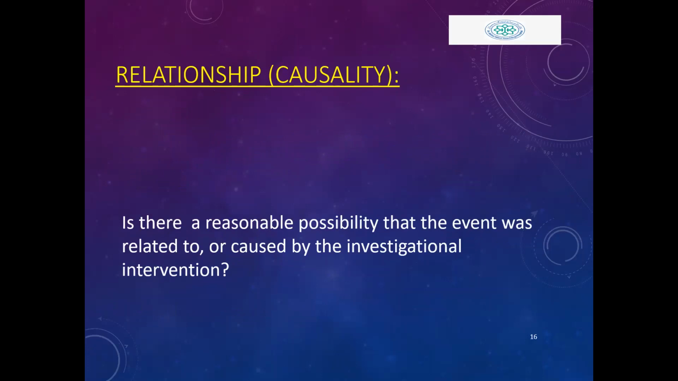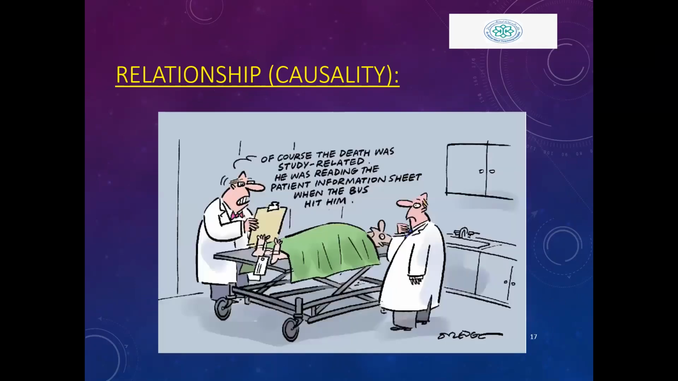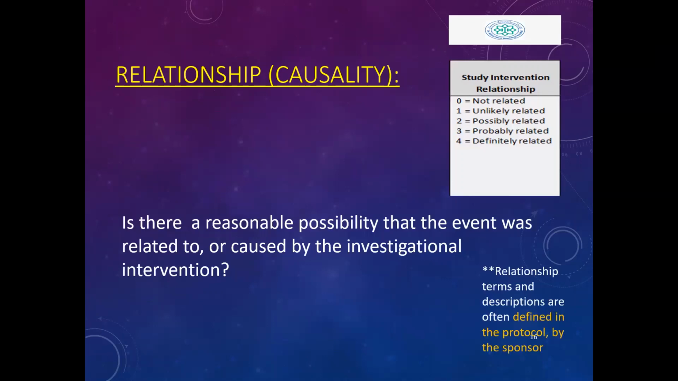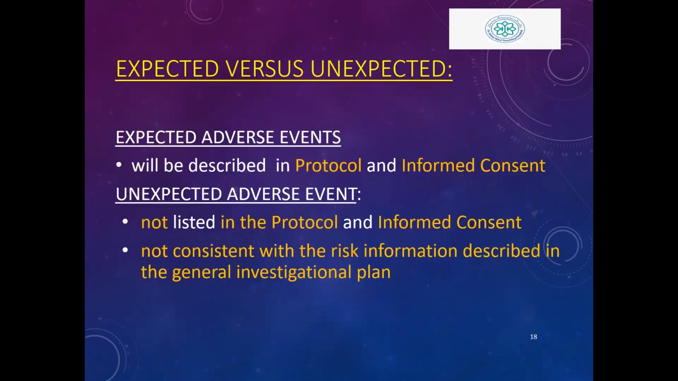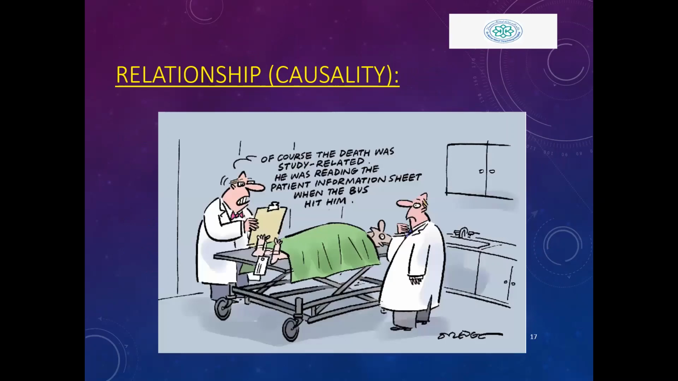Relationship means there is a reasonable possibility that the event was related to or caused by the investigational intervention. And we should also grade it from 0 to 4: 0, not related; 1, unlikely related; 2, possibly related; 3, probably related; and 4, definitely related. This is the picture which shows the relationship and correlation.